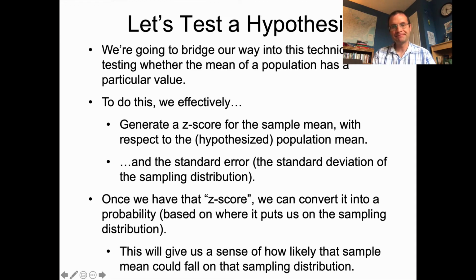So I've got this word effectively in here, and down here I'm putting z-score in quotes because what we're going to wind up doing is not actually calculating a z-score, technically speaking, but it's going to be very similar to a z-score. And once we have that z-score, we can convert it into a probability based on where it puts us on the sampling distribution. And then that will give us a sense of how likely that sample mean could fall on that sampling distribution.